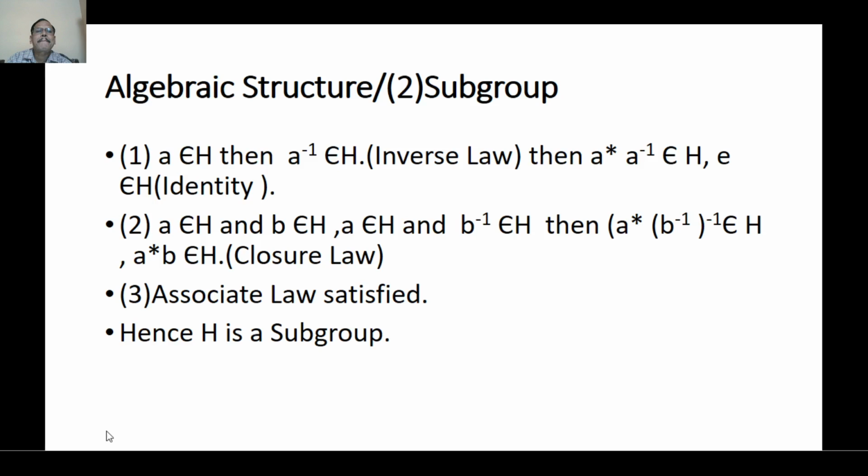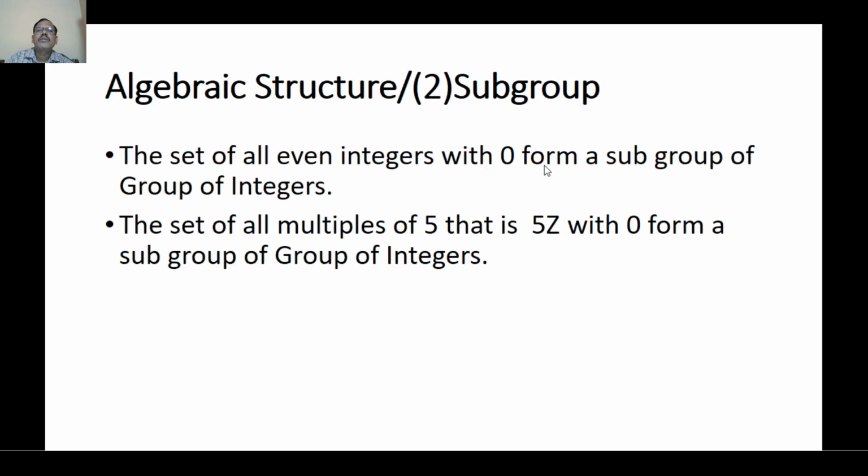Next, examples. The set of all even integers with 0 forms a subgroup of the group of all integers. Even integers means multiples of 2, so it contains 0, 2, 4, 6, etc., and -2, -4, -6, etc. That forms an abelian group under addition. So 2Z is a subgroup of Z. Multiples of 3, multiples of 4, multiples of 5, etc., are all subgroups of Z. The set of all multiples of 5, that is 5Z with 0, forms a subgroup of the group of integers. So this is another subgroup.